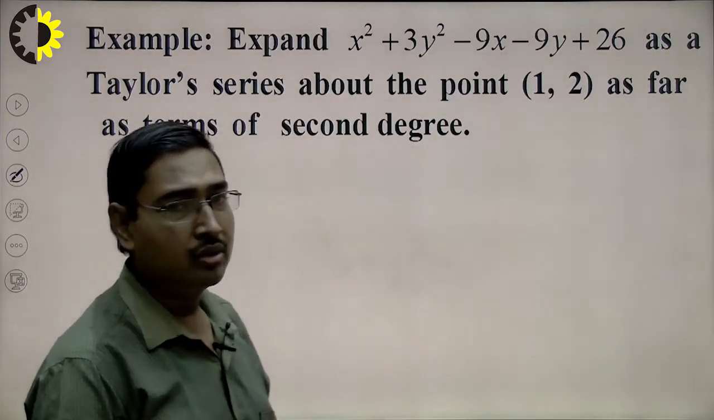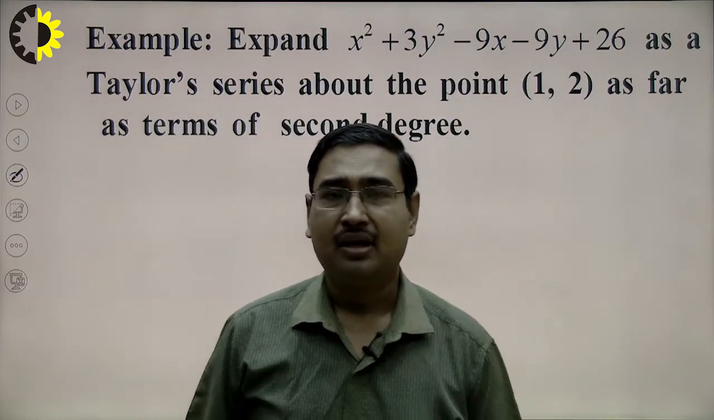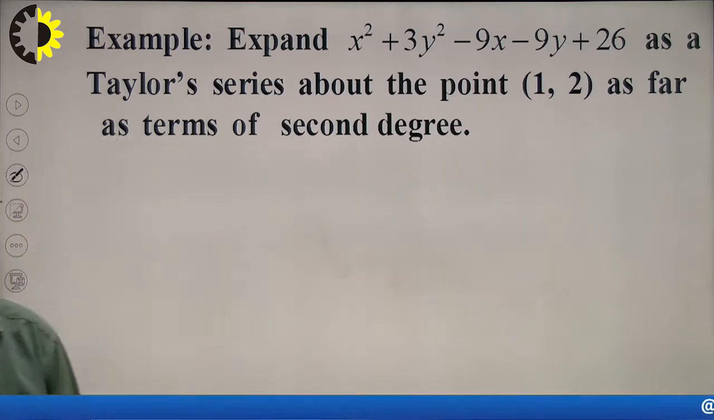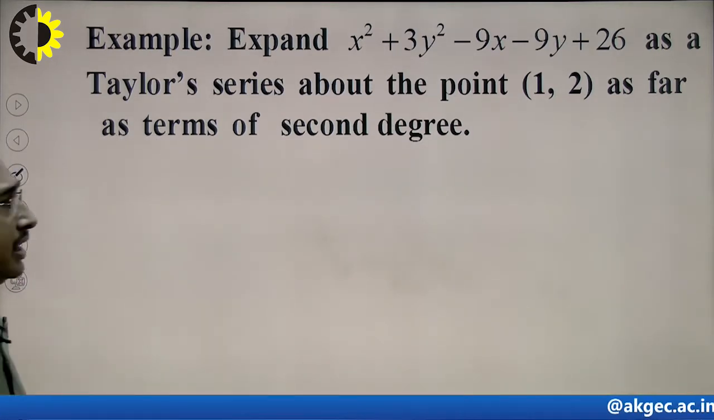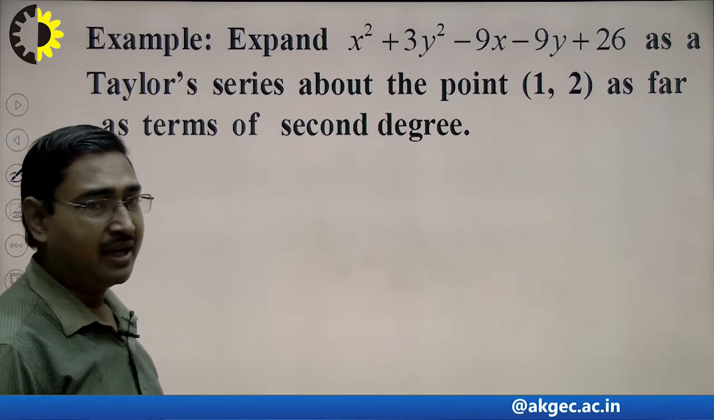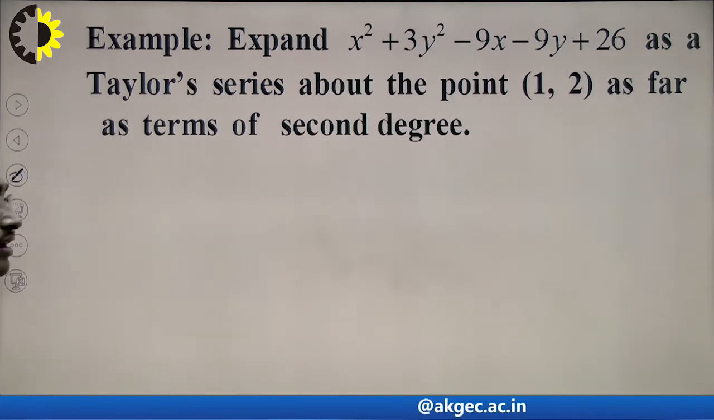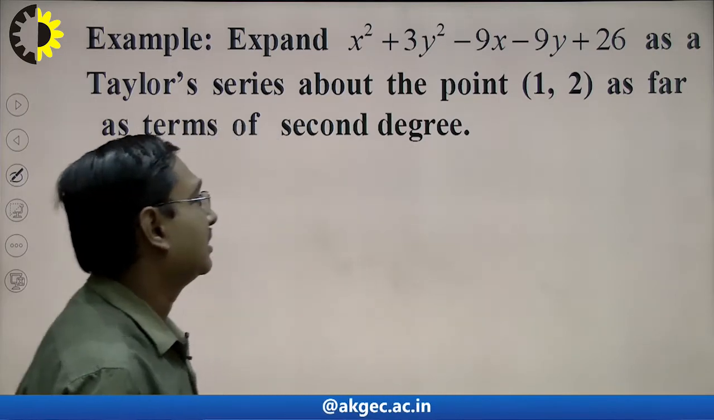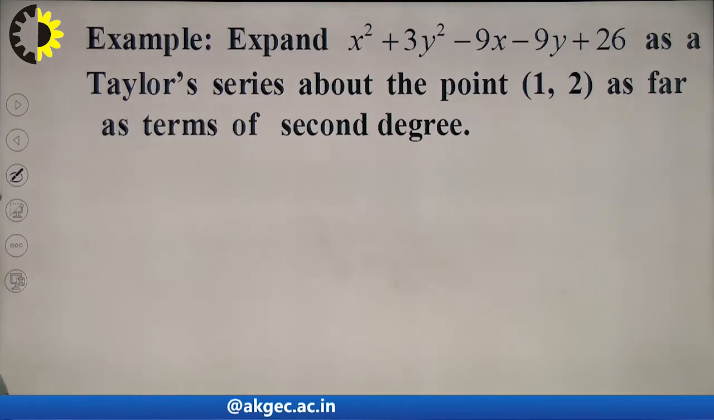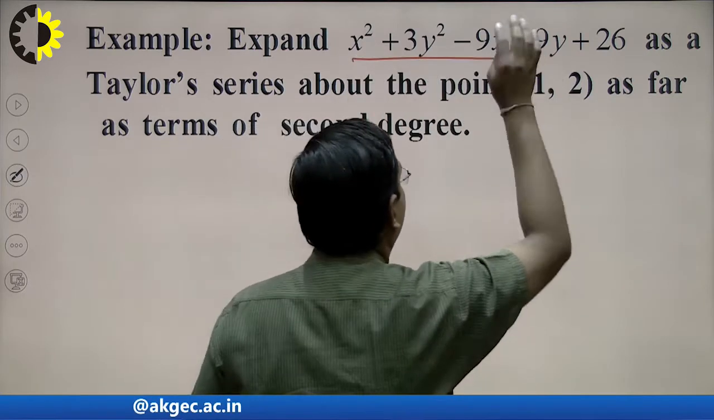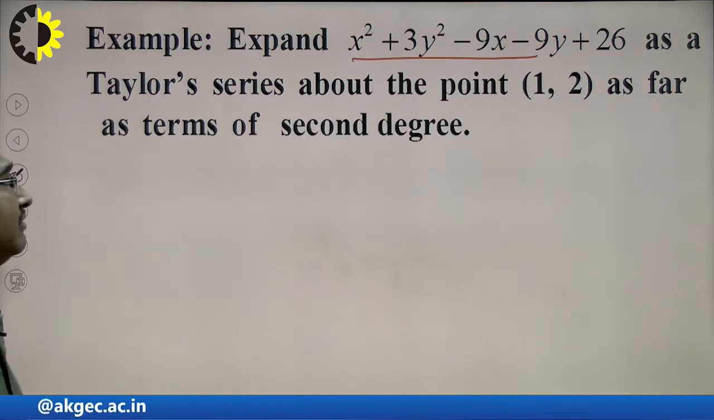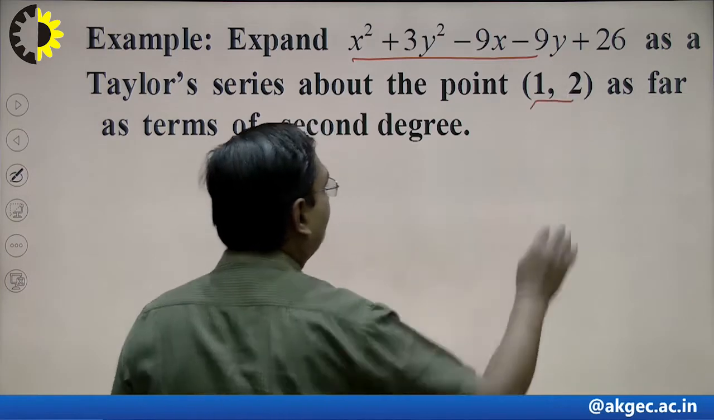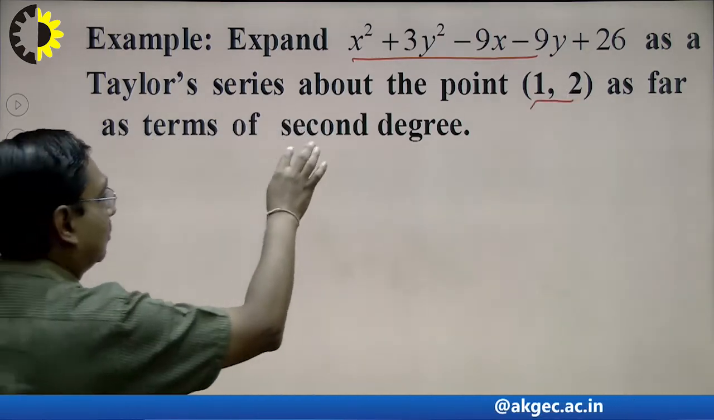Now, we move to an example. Through this example, we shall understand how we can expand a given function in powers of x minus a and y minus b, where a and b are some real numbers. The example says: expand the function x square plus 3y square minus 9x minus 9y plus 26 as a Taylor series about the point (1, 2) as far as terms of second degree.